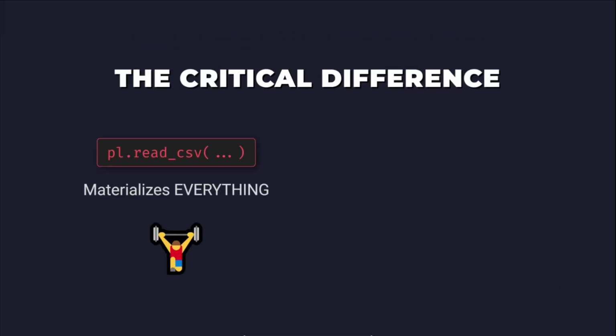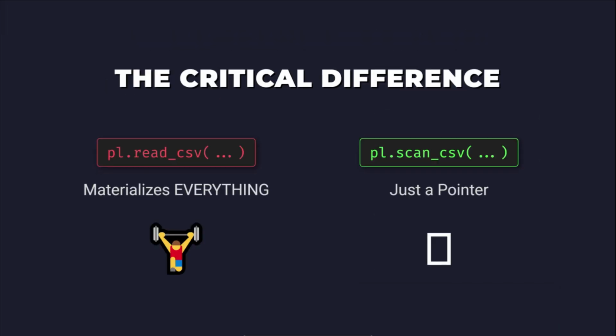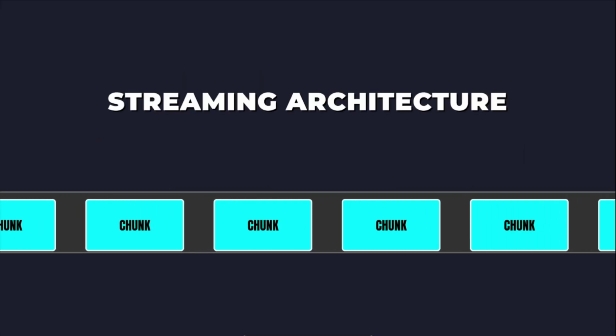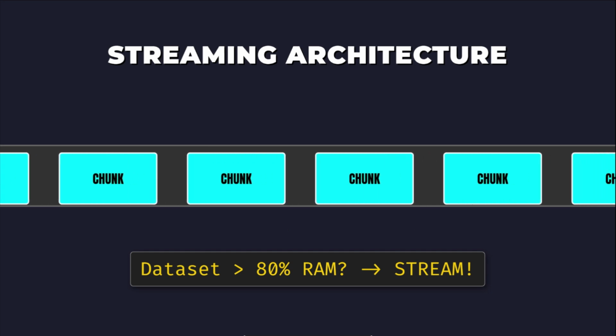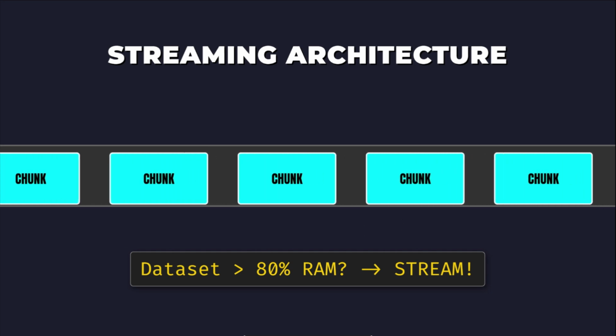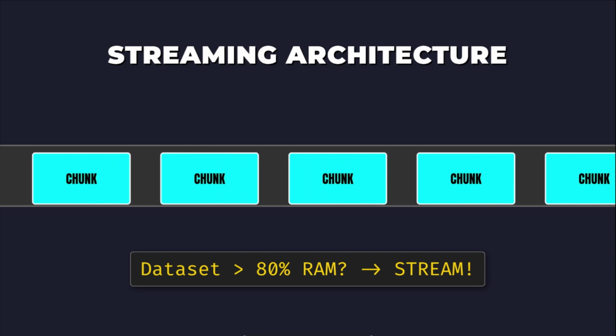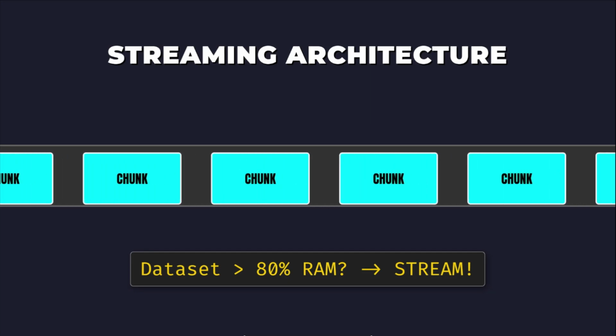The critical difference is the scan operation. Instead of using the memory-intensive read_csv function, you must use scan_csv or scan_parquet. This immediately enables the streaming architecture, preventing memory spikes by avoiding full materialization of the dataset into RAM. This approach is mandatory when the dataset size exceeds 80% of available system memory.